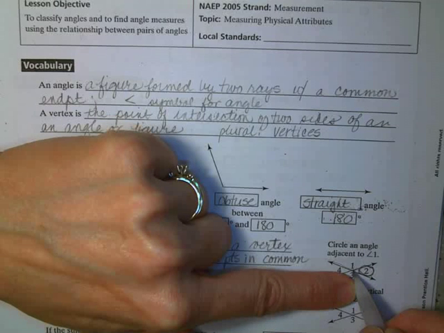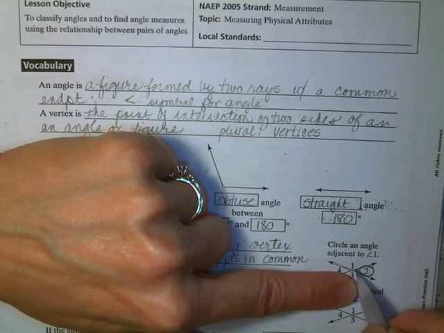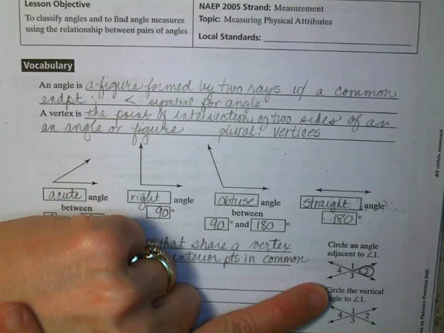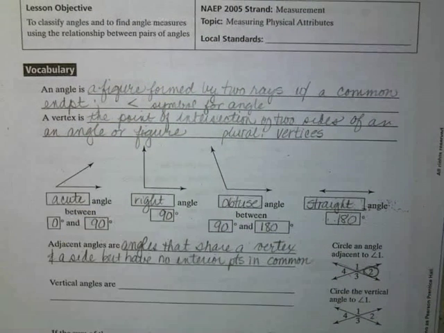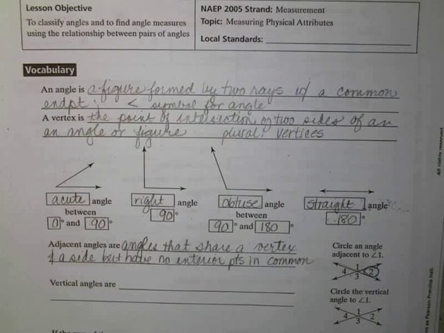Alright, so here's angle 1. Here's the vertex they share. Here's the side they share. There's nothing else in between them except the side that they share. That's it. I could also circle angle 4. Angle 4 is also adjacent to angle 1.